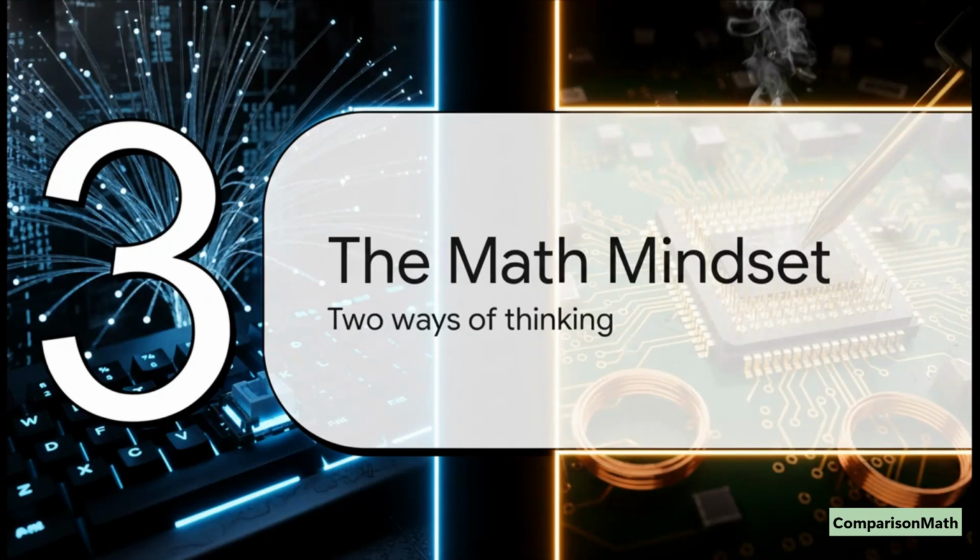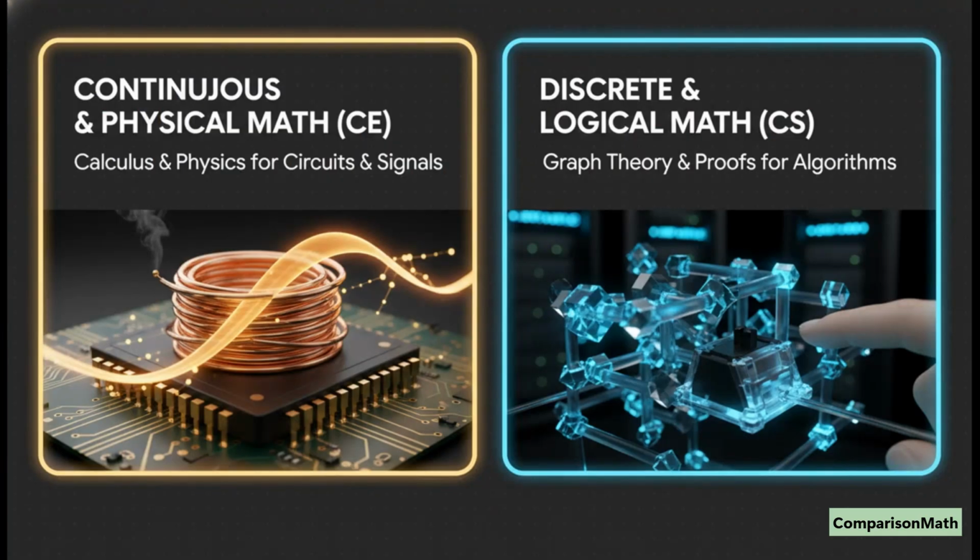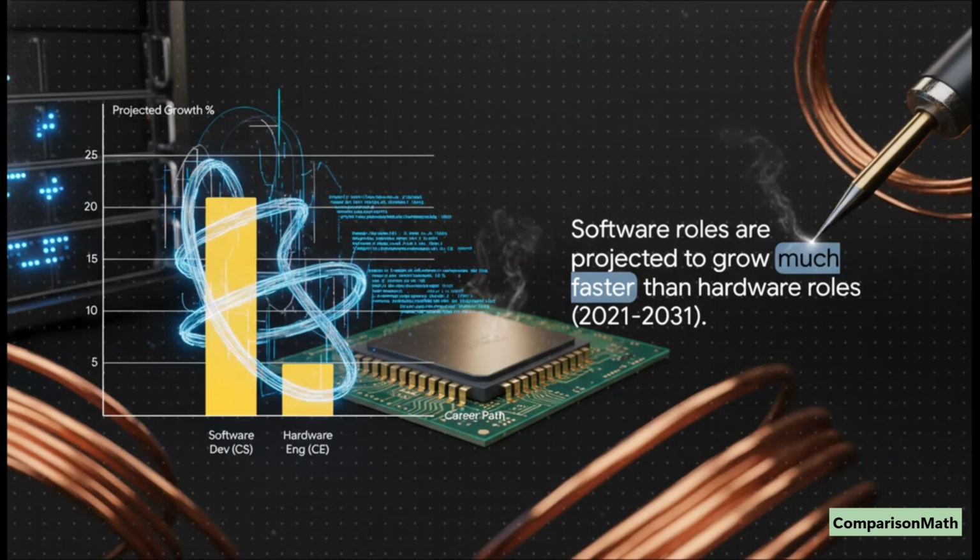This difference in what they build stems from a difference in how they think. And it's not just about the classes you take. It's about the fundamental type of math and logic you use to solve problems. See, computer engineering operates in a world of continuous and physical math. Think calculus, think physics. You're calculating things like electricity flow, heat dissipation, signal processing. But computer science, that's all about discrete and logical math. It's about proofs, graph theory, probability. You're trying to prove truths and optimize abstract processes, like an algorithm. So are you more interested in the physics of the machine or the logic of the information?